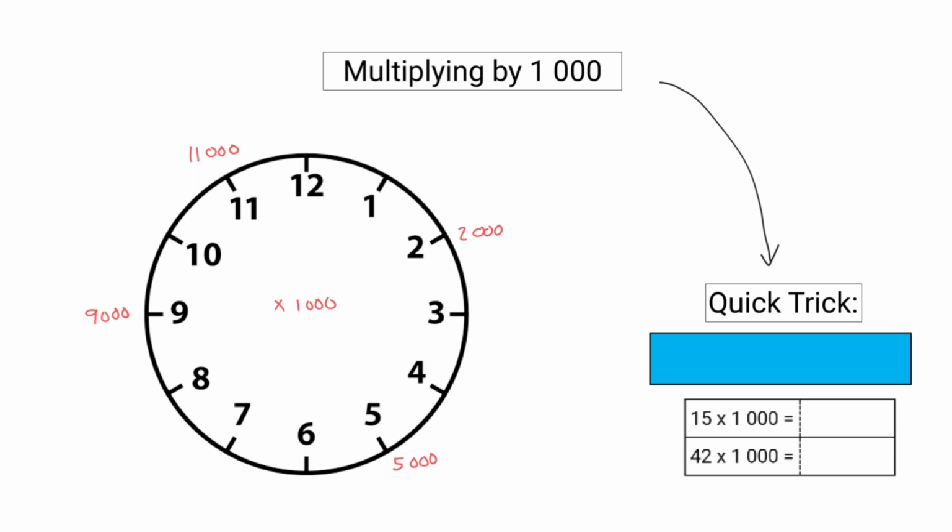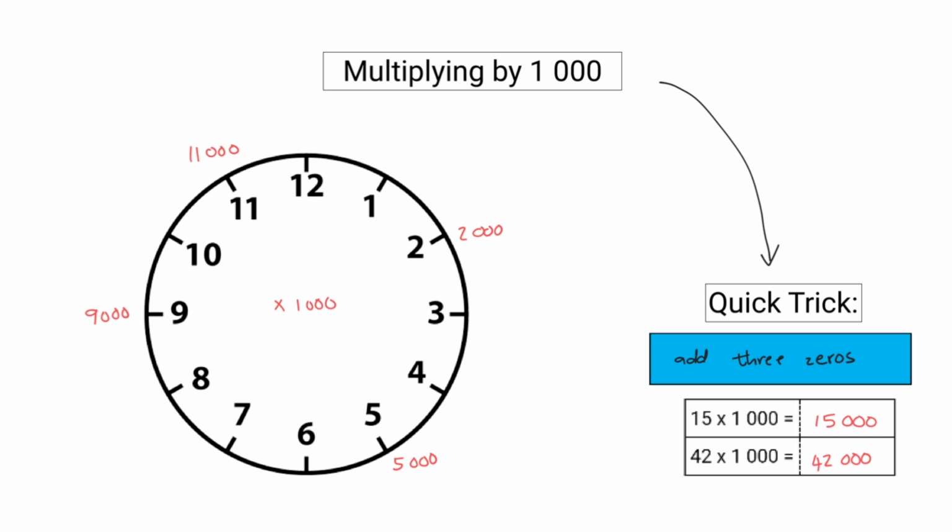All I did was I added 3 zeros onto my number. And that's because 1,000 has got 3 zeros. And remember, we can apply it to any number. So if we look at the bottom here, 15 times 1,000, I add 3 zeros onto 15. So I'll get 15,000. 42 times 1,000, I just add 3 zeros onto 42. So my answer will be 42,000.